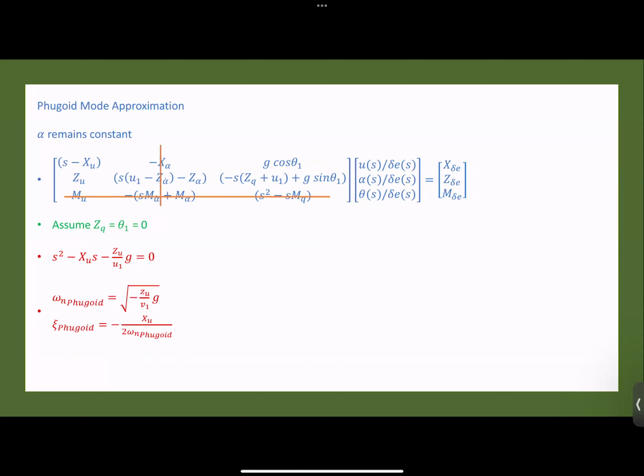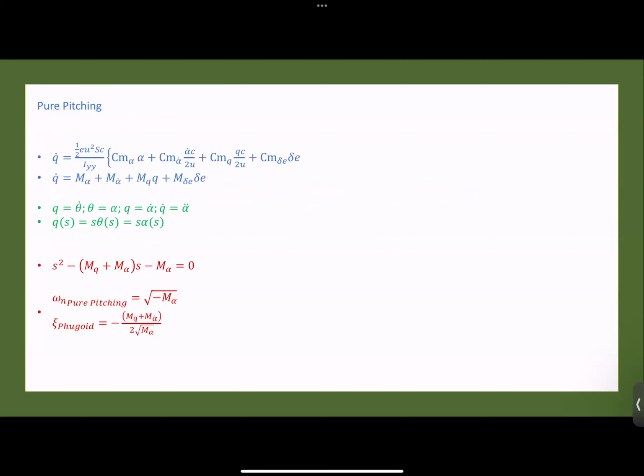What we do here is that we assume alpha to remain constant. Okay. When this happens, what do you get? The second column and the third row are eliminated. Okay. And this is eliminated. All right. So here what you get is, this is the equation of motion that you get here. Again, when you equate it to a typical second order equation, you get the omega n, natural frequency, and the damping ratio. Now, a third case is the pure pitching.